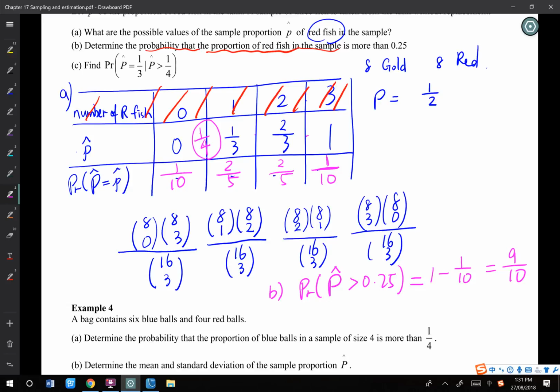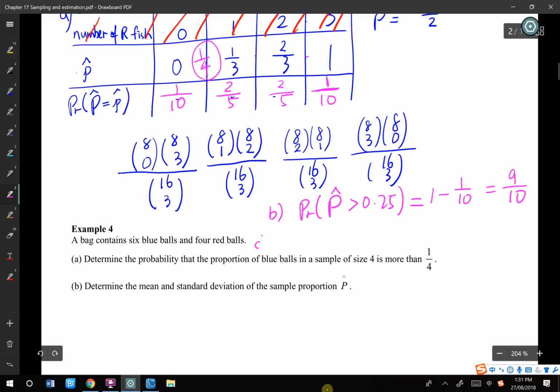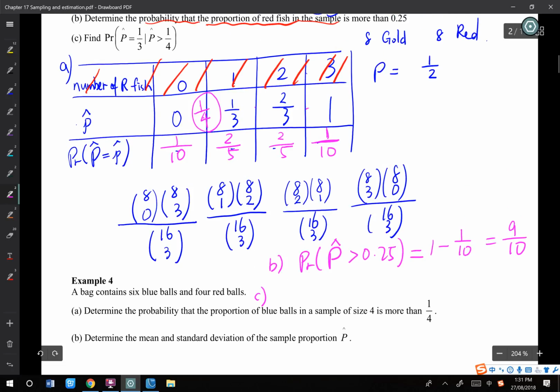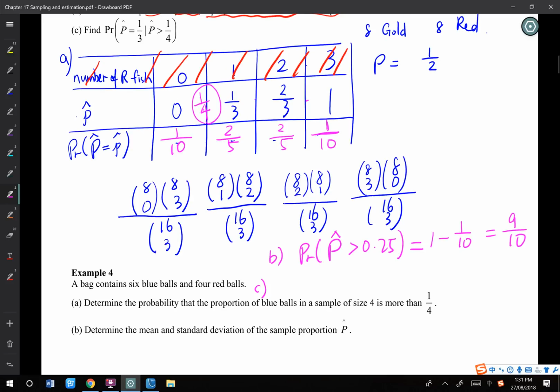Okay, for C, find the probability of P hat equals to a third, given P hat is greater than a quarter. What's the intersection between those two? The intersection is just P hat equals to a third, divided by the probability P hat is more than a quarter. For an interval intersects with a point, the intersection is the point itself. So which is equals to a third.